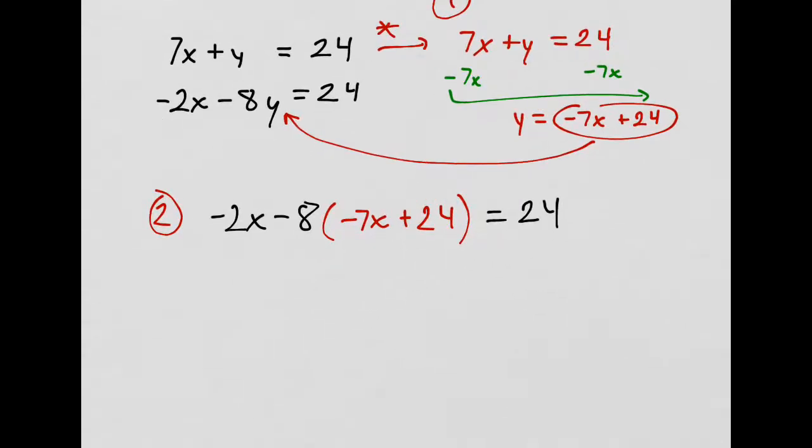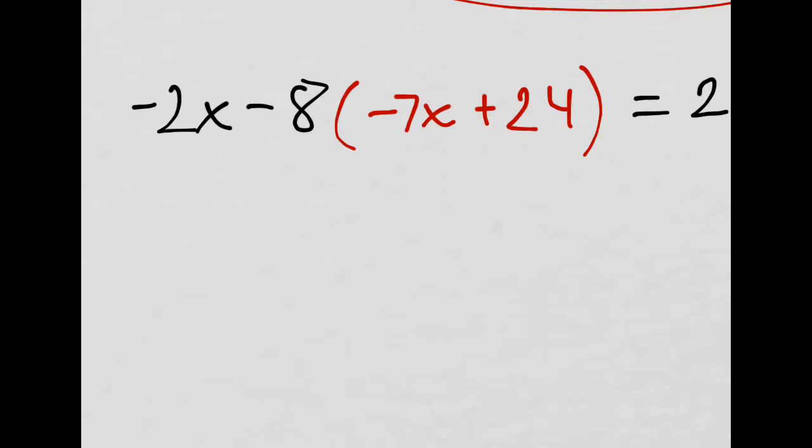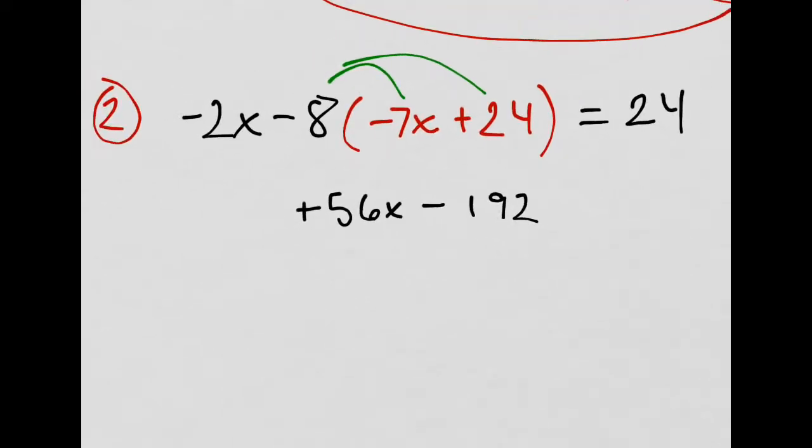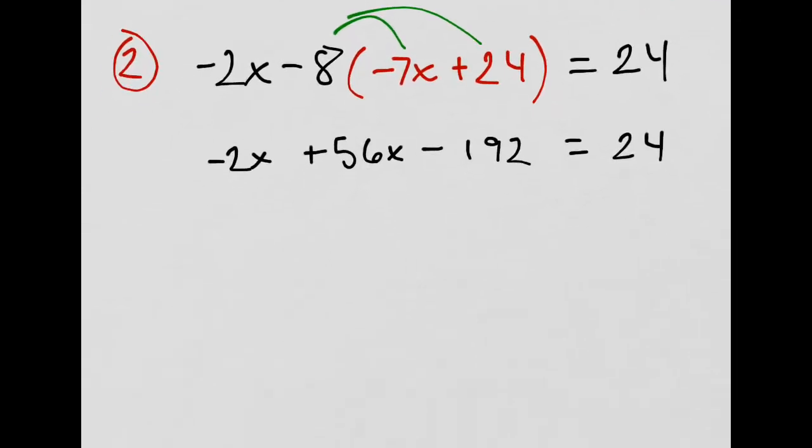Alright, and then I solve. Hopefully you remember how to solve the equations. So I take this, I distribute that first. So I have positive 56x, right? Negative times a negative is a positive. Minus, what is this? Because negative times a positive is a negative. What is that? Negative 160, 70, 88? Negative 188. I'm going to double check that. It's actually 192. There we go. 192. And then I have my negative 2x out in front. And then equals 24 over there.